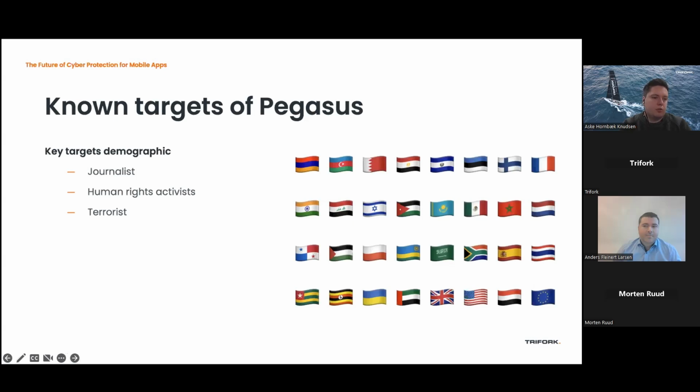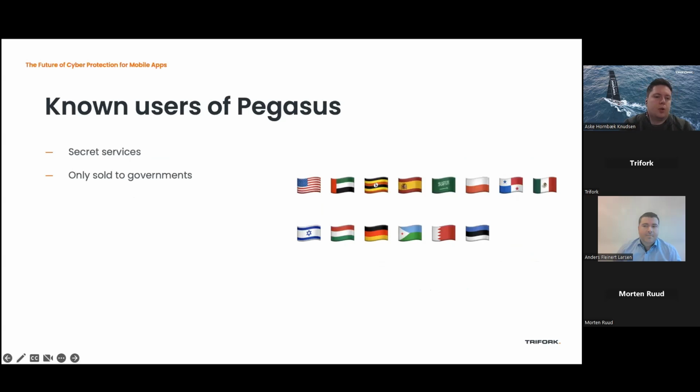Pegasus is used to target terrorists. That's the main commercial point of Pegasus, but it's also used to target journalists and human rights activists and politicians, and basically everyone with a smartphone. So this is the known targets of Pegasus, grouped by country in alphabetical order, somewhat. And this is the known users of Pegasus, at least who we know own this piece of software. It's only sold to governments and secret services, government agencies.